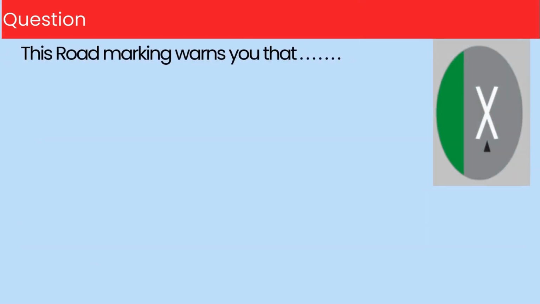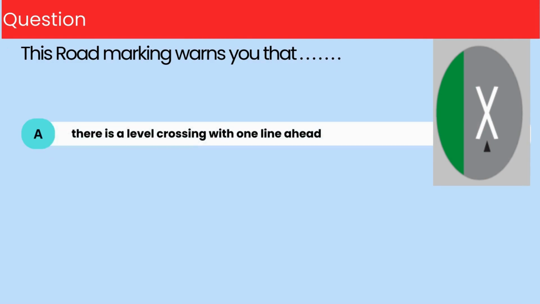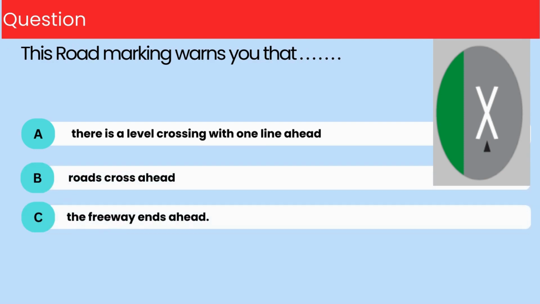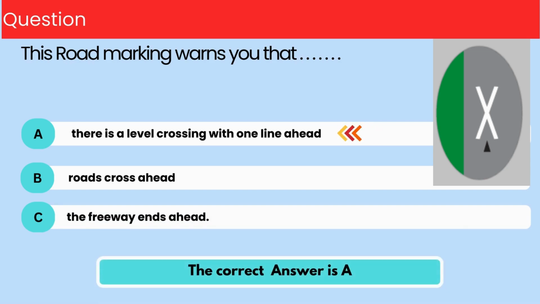Question. This road marking warns you that A. There is a level crossing with one line ahead. B. Roads cross ahead. C. The freeway ends ahead. The correct answer is A.